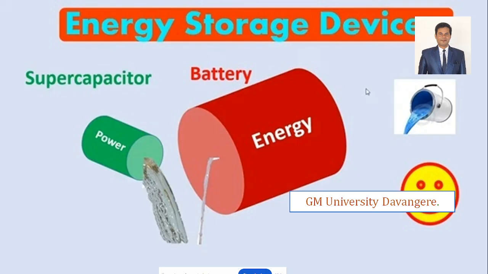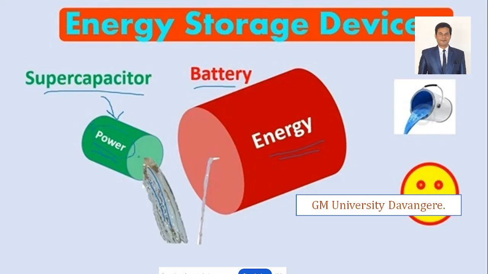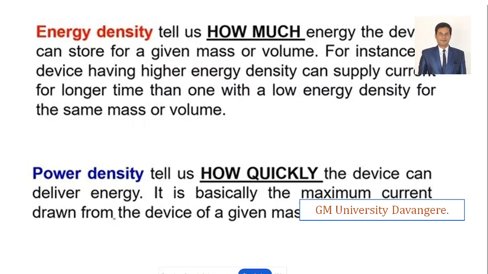And it will charge similarly. As I gave the example, I already told how fast it will respond for absorbing and delivering the energy to the loads. So that is what the power density will tell us: how quickly the device can deliver the energy. It is basically the maximum current that is drawn from the device for a given mass or volume, right?